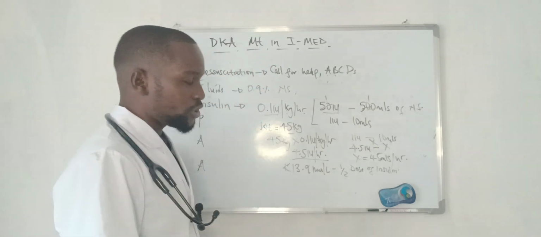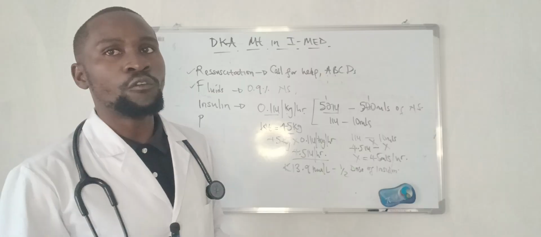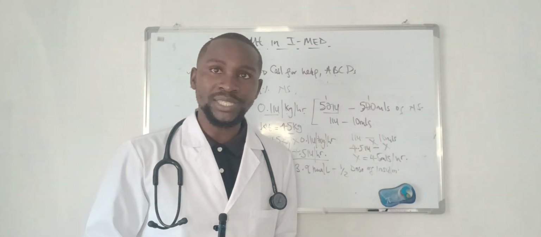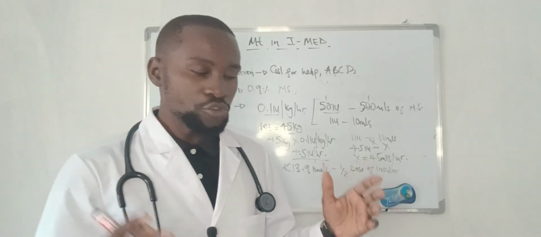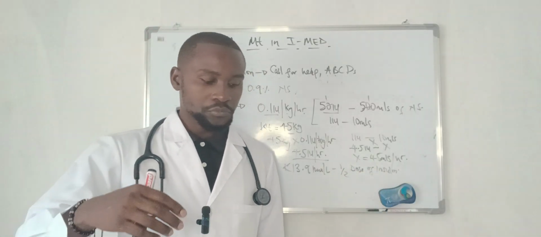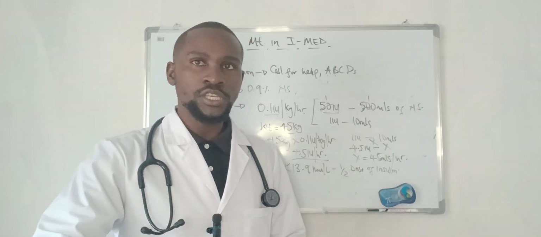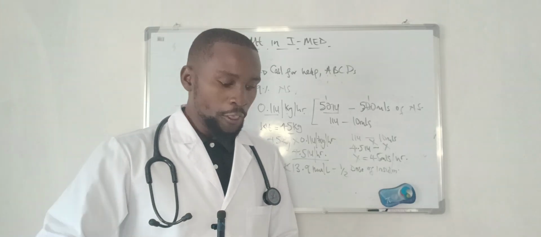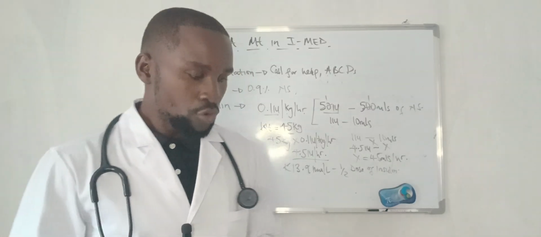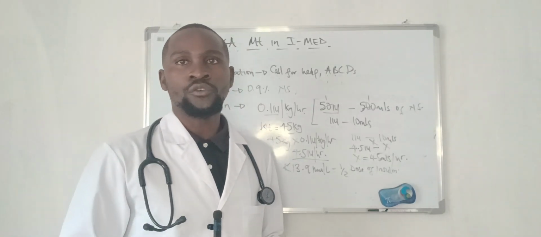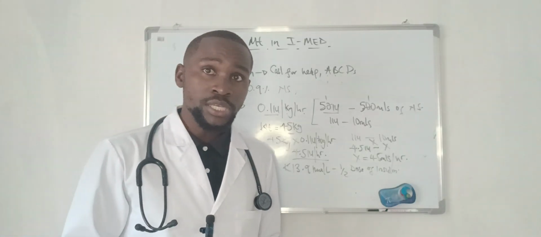When the RBS falls below 4, you are going to switch to 40 to 50 mLs of 50% dextrose, and you give this every 25 minutes, 40 to 50 mLs, until the RBS of this patient rises above 6 millimoles per liter. Okay, that means you have put them out of the hypoglycemia. So that is how we are going to be giving your insulin in DKA.